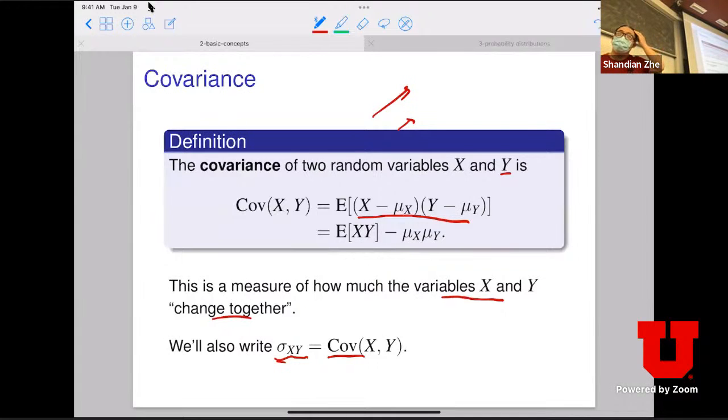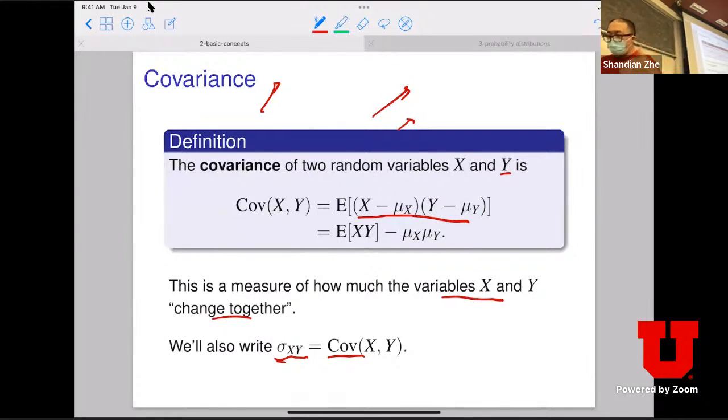For example, let us consider weather, the temperature, and how many people are wearing thick clothes. You can imagine if the temperature decreases a lot, the number of people who wear thick clothes will increase a lot as well. So you can imagine there is a big covariance between the two random variables.